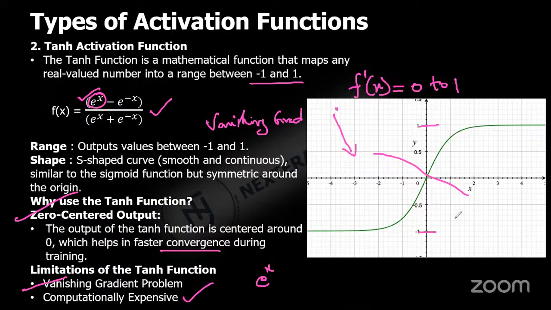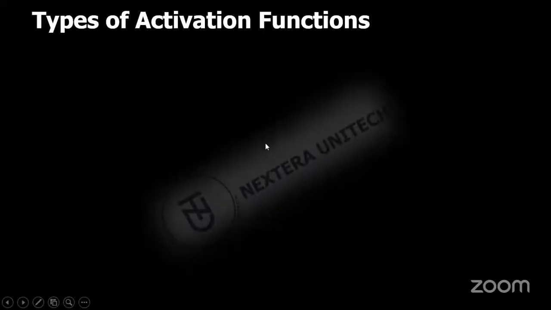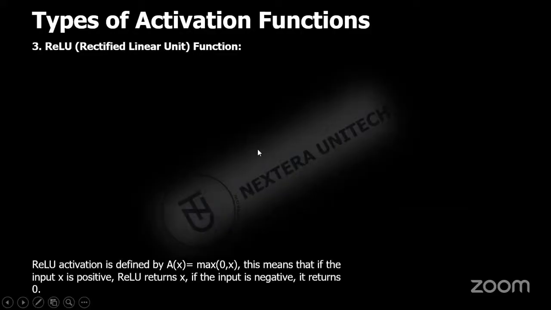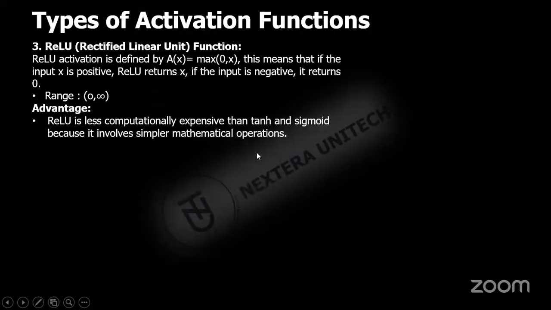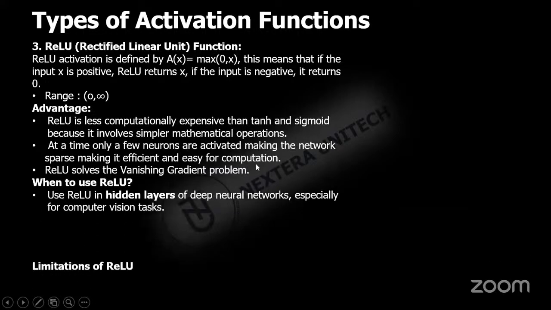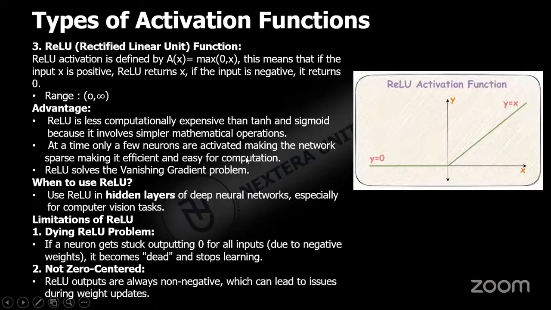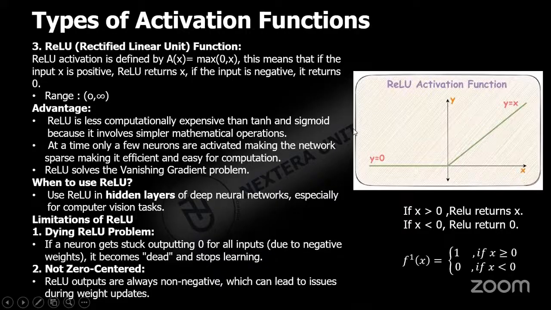Later on, researchers and scientists decided to come up with an activation function which will address this vanishing gradient problem, and it is called ReLU, the rectified linear unit function. Let me show you the plot. This is the plot of ReLU, guys.